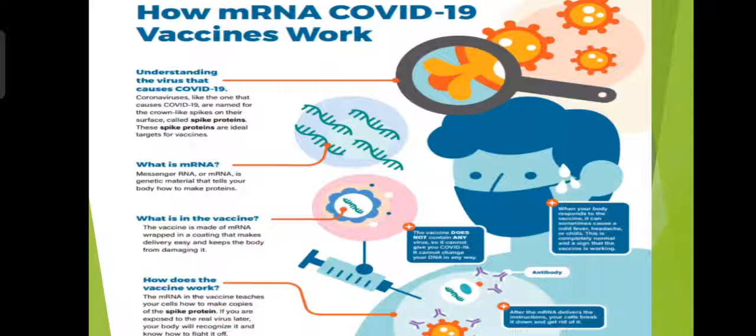The messenger RNA is genetic material that tells our body how to make proteins. The vaccine is made of mRNA wrapped in a coating that makes delivery easy and keeps the body from damaging it. The mRNA in the vaccine teaches our cells how to make copies of the spike protein. If you are exposed to the real virus later, your body will recognize it and know how to fight it off.